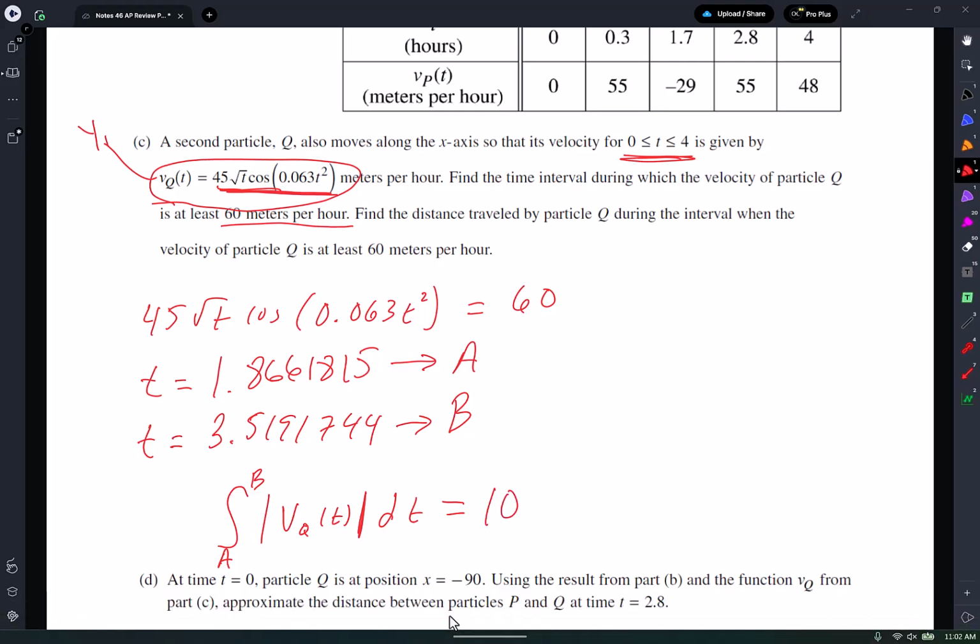10 point, and I'm gonna put units. Meters per hour times hours is what? And I got lucky, guys. Make sure to put the absolute value.